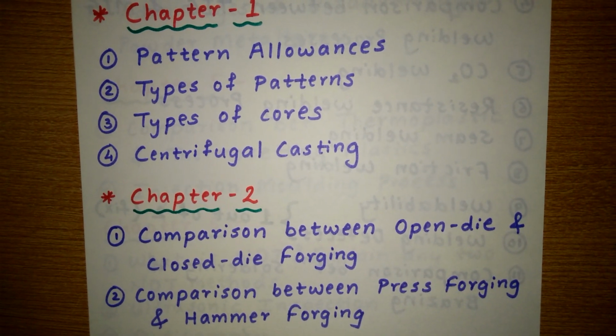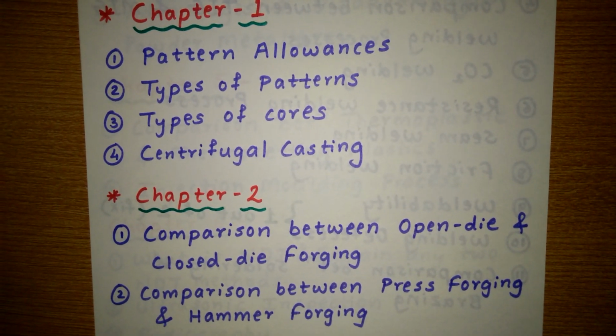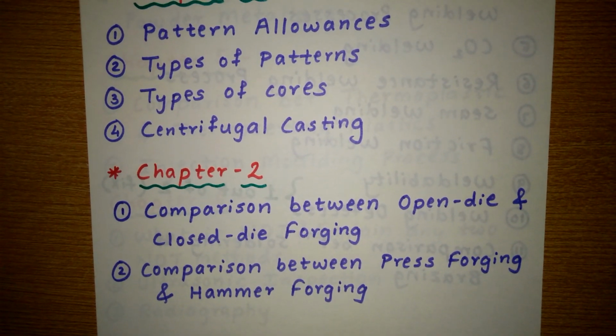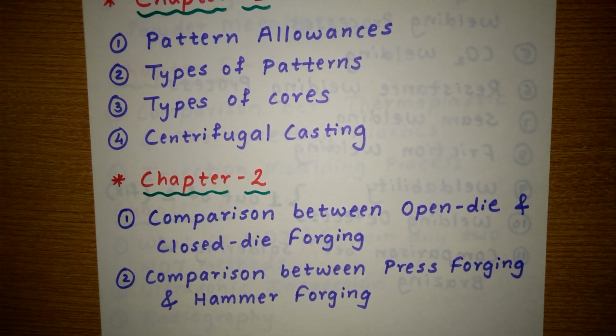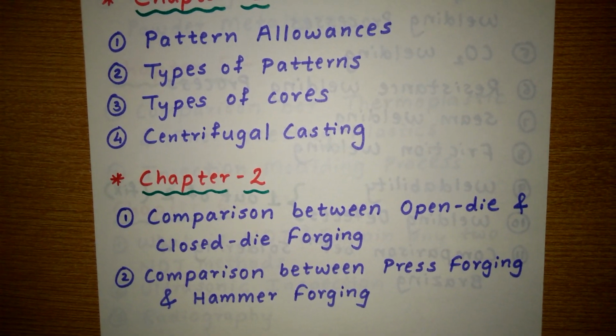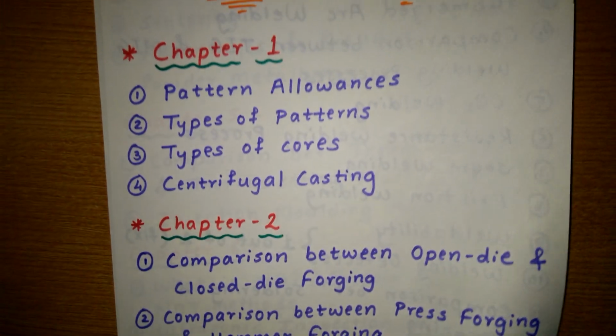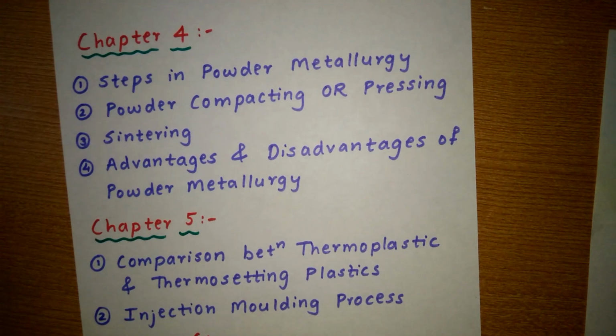The second chapter contains comparison between open die and closed die forging, and comparison between press forging and hammer forging. So chapter 2 contains two important theory questions on open die and closed die, and press forging and hammer forging.